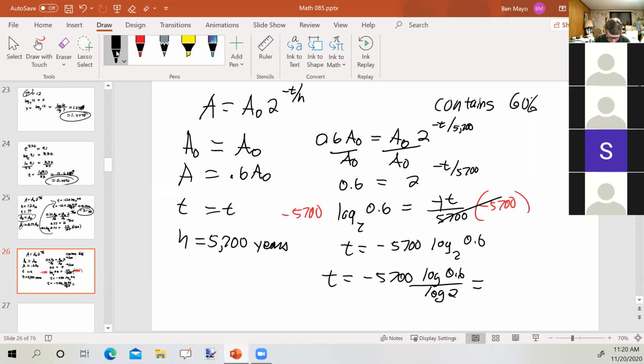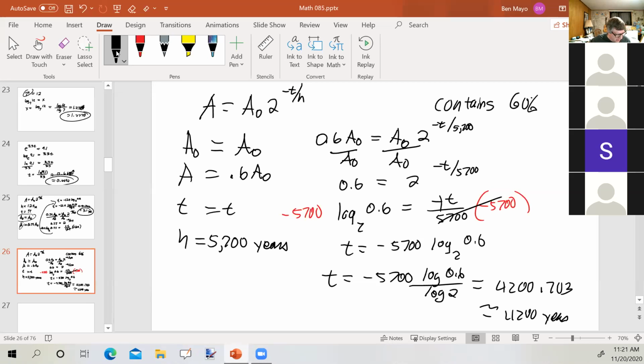And we get negative 5,700 log of 0.6 divided by log of 2. And let's see here. I pushed a decimal point instead of a negative sign. Let's try that again. Negative 5,700 and then log of 0.6 divided by log of 2. And it comes out to be 4,200.703. And so approximately, we'll say about 4,200 years.